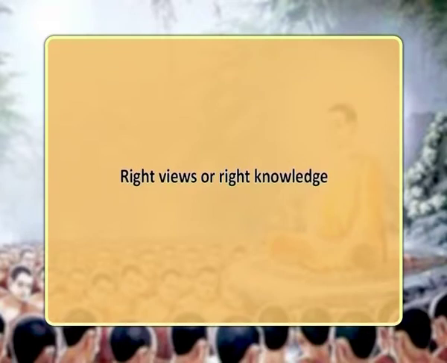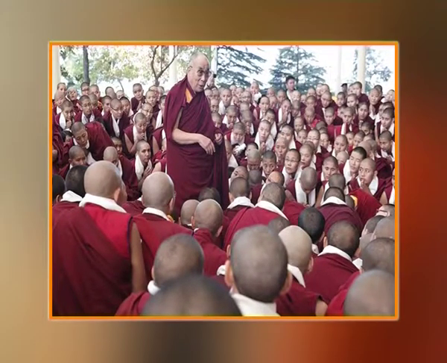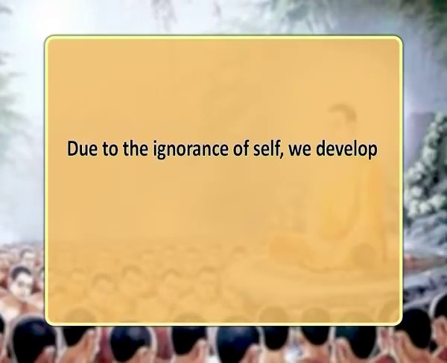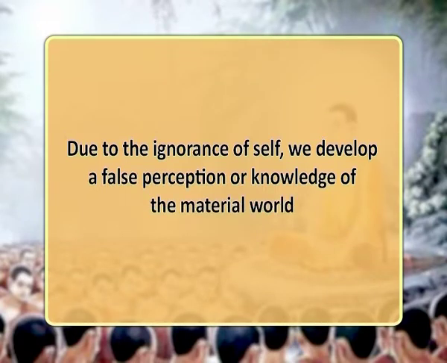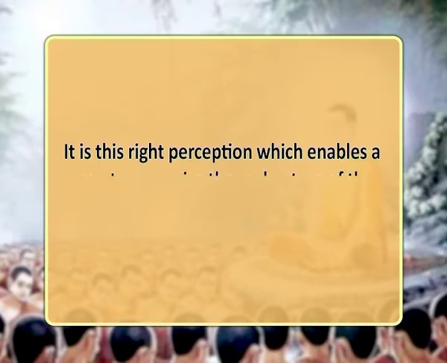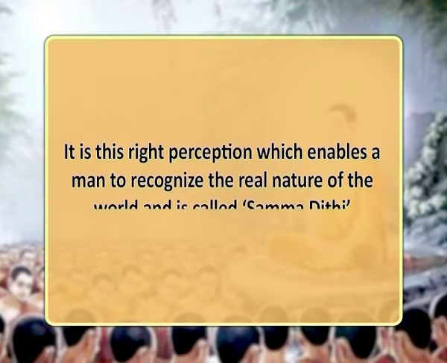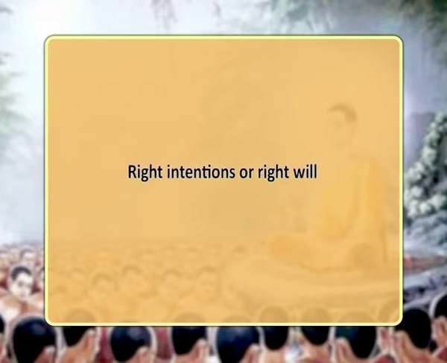The first one is right view or right knowledge. The first and foremost aim of education is to provide man with the right knowledge. Due to the ignorance of self, we develop a false perception or knowledge of the material world. Having obtained the true knowledge, an educated man perceives the world in its real form. It is this right perception which enables a man to recognize the real nature of the world and is called sammaditthi.